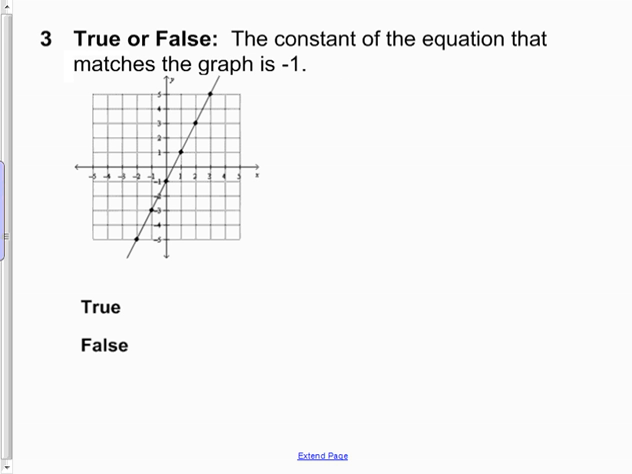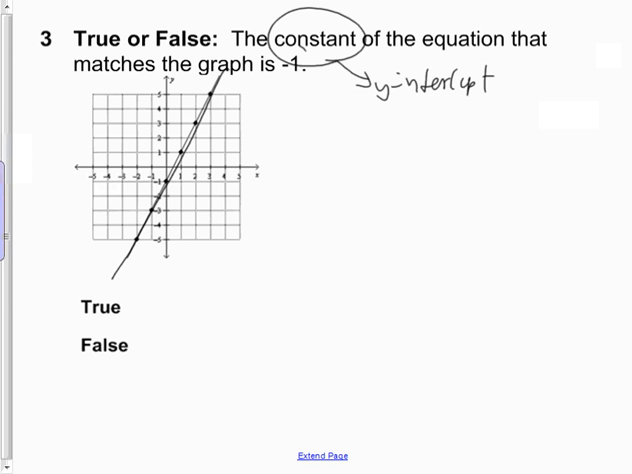Question 3 says true or false. The constant of the equation that matches the graph is -1. So this is the exact same graph as the first question, isn't it? We already determined that it's -1. But if I didn't want to draw a table of values and I didn't want to do an equation, I could figure out what the constant is by simply looking about where this line crosses the y-axis, because the constant is your y-intercept.